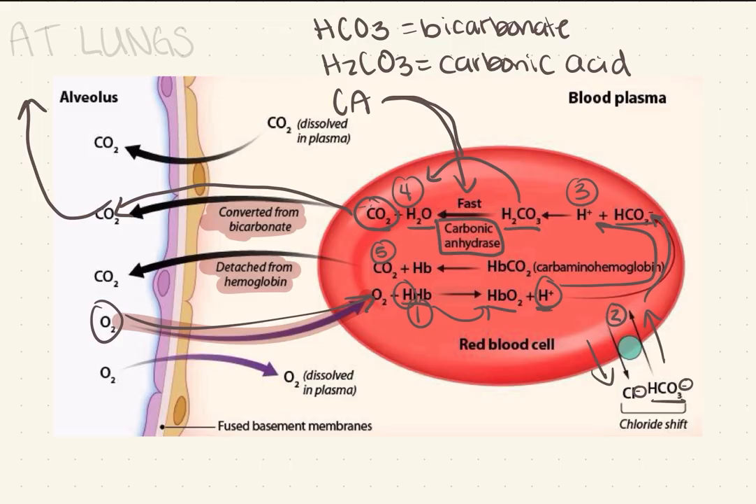All right, and then for the last step, remember how I said carbon dioxide also travels as a carbaminohemoglobin. I can never say this. Carbaminohemoglobin. So this carbaminohemoglobin will be broken down into a freestanding hemoglobin and a carbon dioxide. Now this carbon dioxide detached from the hemoglobin will be sent into the alveolus to be breathed out when we exhale. So that is gas exchange at the lungs.